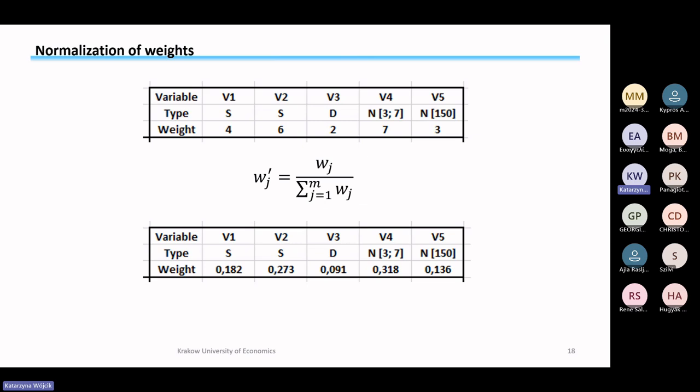In our model, we had weights, so the information of the importance of each variable. It is expected that weights will be expressed as real values from 0 to 1. So basically, we could express them in percents, for example. And this is the formula of how to normalize weights in our multi-criteria models.